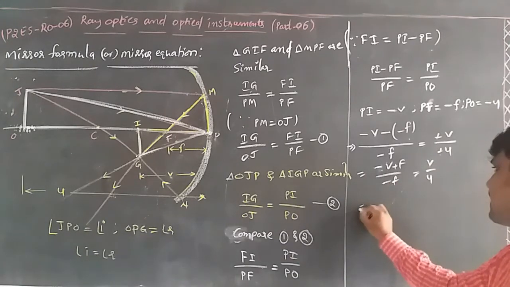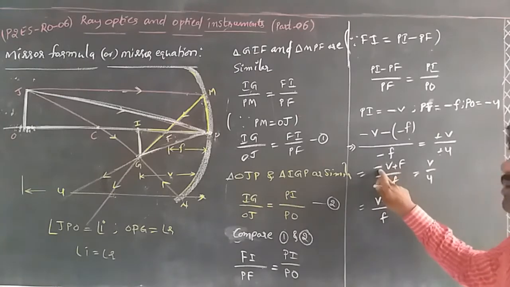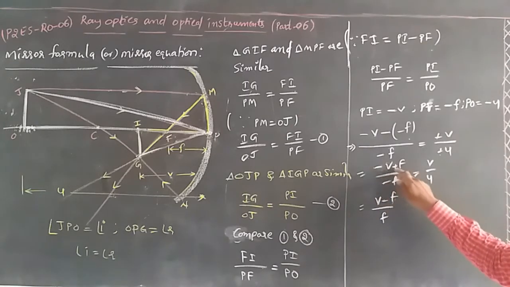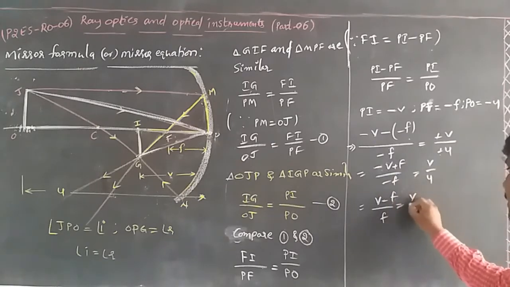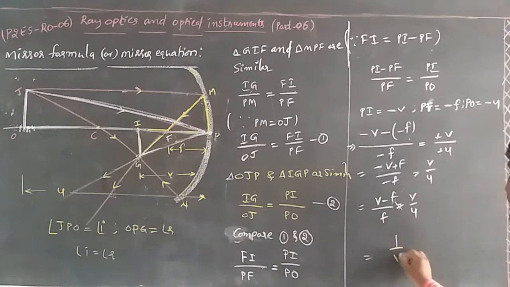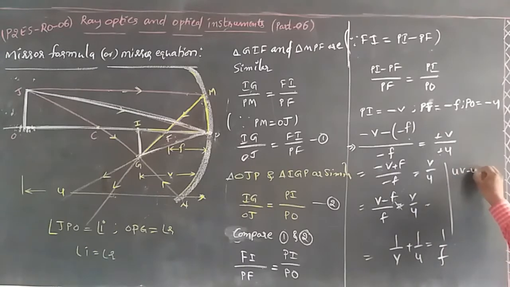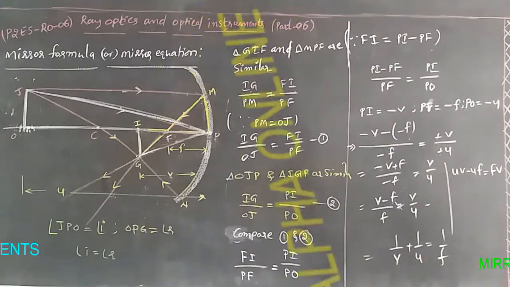From that equation, whenever we take minus common, we get minus of (v minus f), the minus cancels, then (v minus f) by f is equal to v by u. By cross multiplication and calculation, we get 1 by v plus 1 by u is equal to 1 by f. Cross multiplying, uv minus uf is equal to fv from that equation.